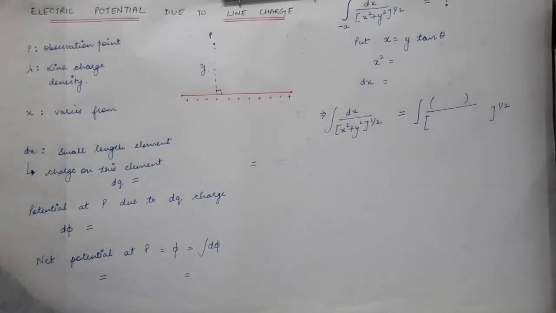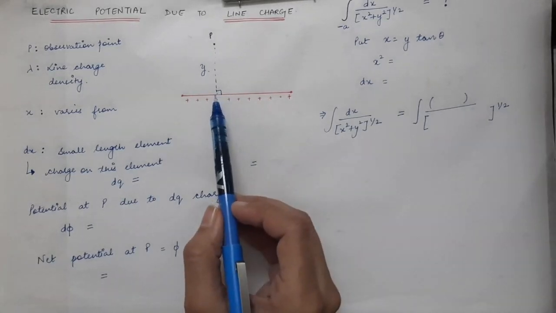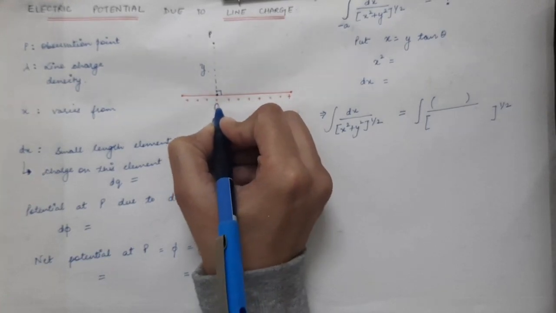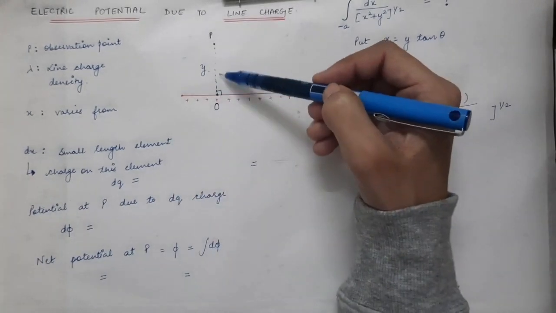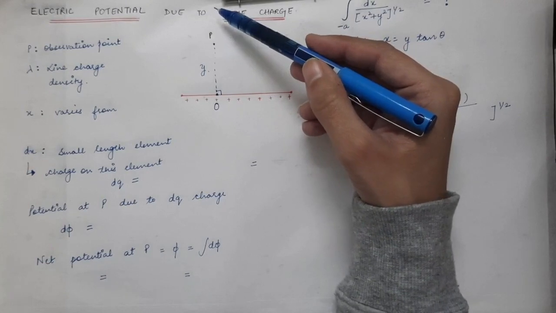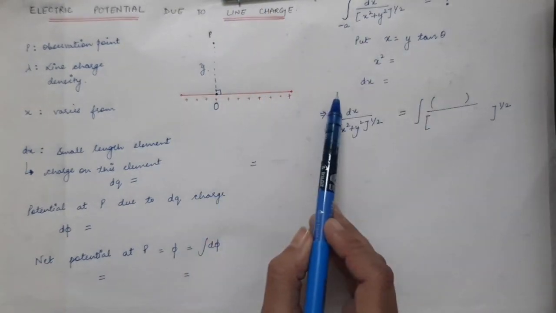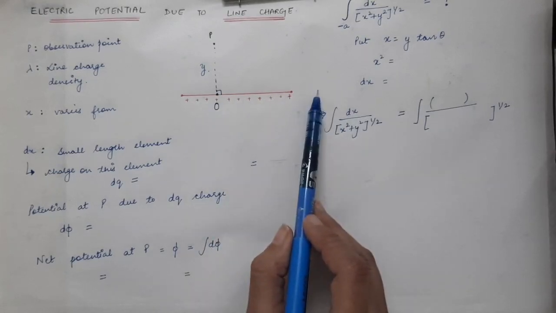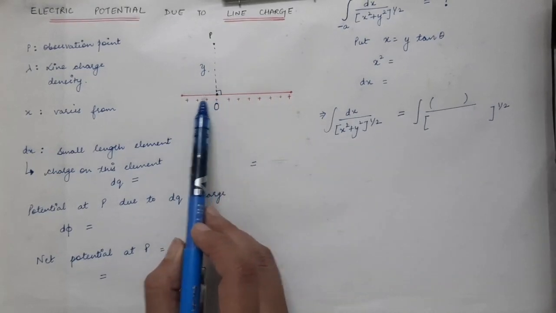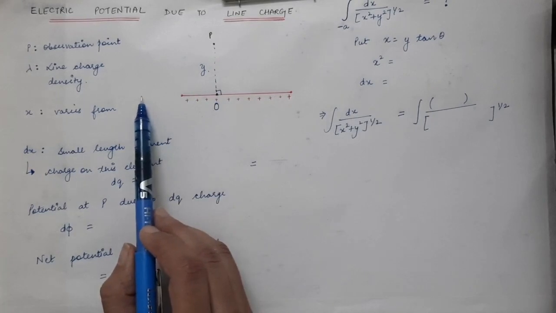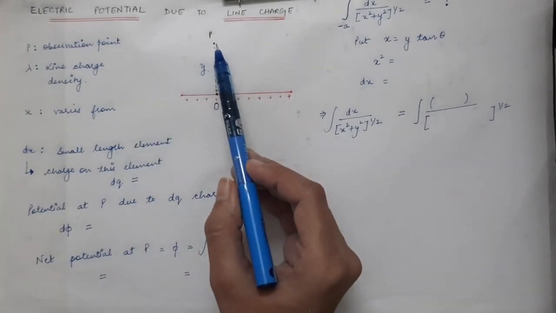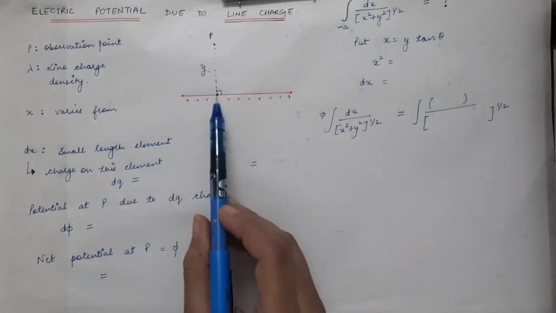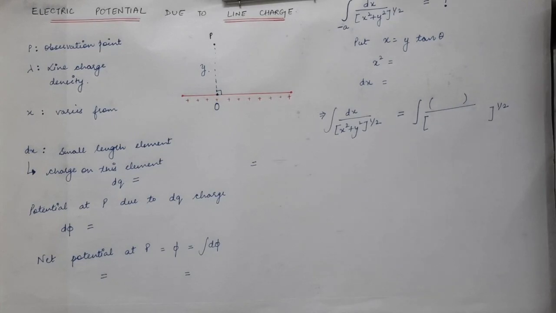Now the point where this perpendicular touches this line charge will be considered as the origin of the coordinate system, and this perpendicular axis will be considered as the y-axis and this axis will be considered as the x-axis. Along the right hand side direction we will have positive x-axis and along the left hand side direction we will have negative x-axis, and this observation point is at a y distance from the line charge, and this is the origin of the coordinate system.